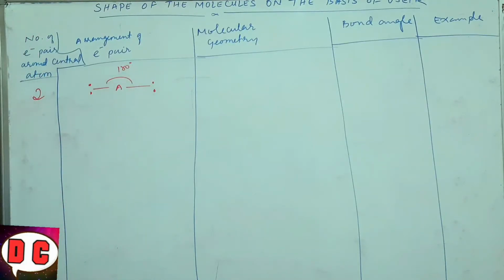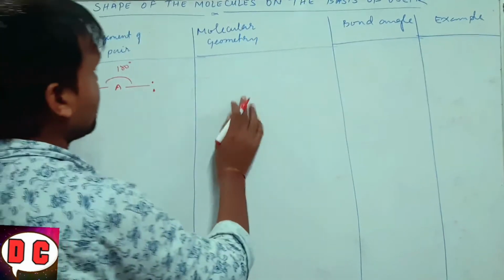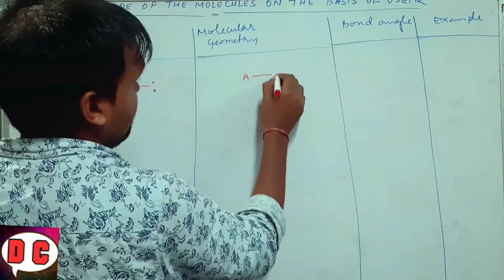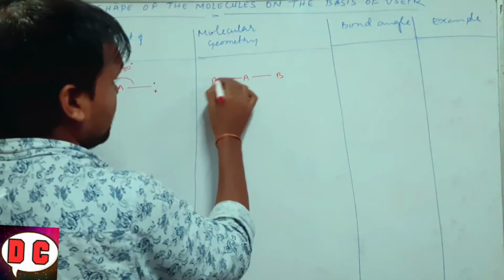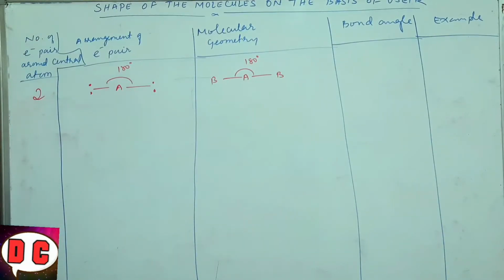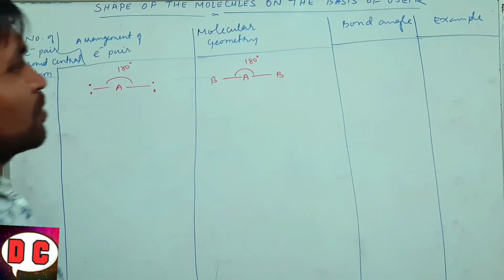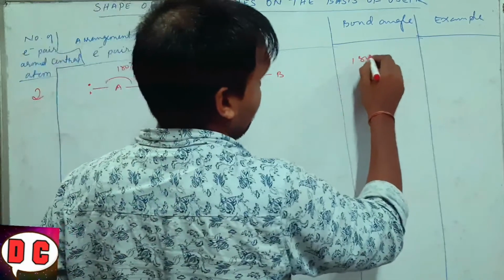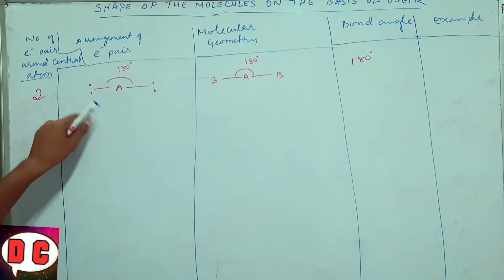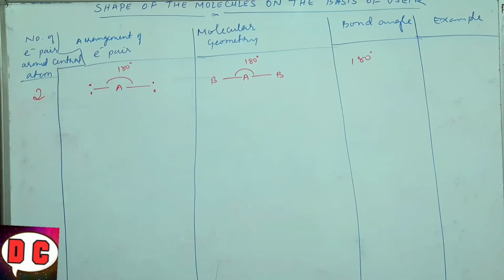Now the molecular geometry, how it will be: you will write here A, here B, here B, and the bond angle will be how much? 180 degrees. Got it? So what is the bond angle here? The bond angle is 180 degrees. What will be the example for this kind of structure? Which molecules will have it?